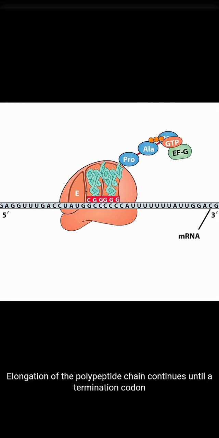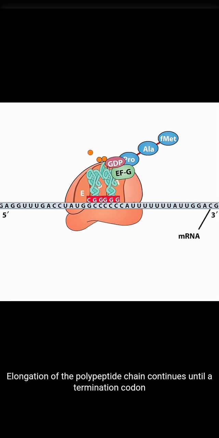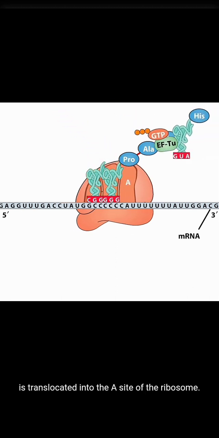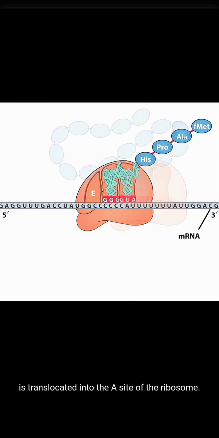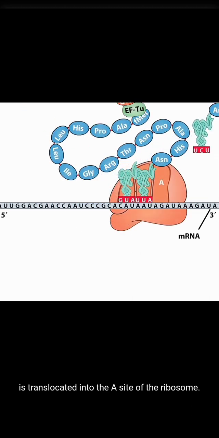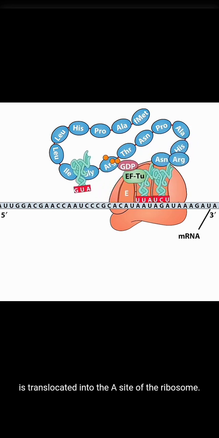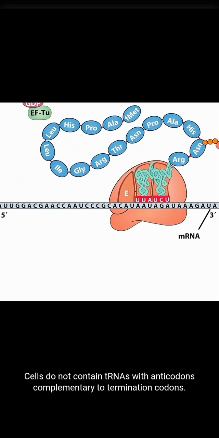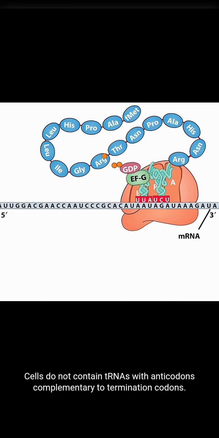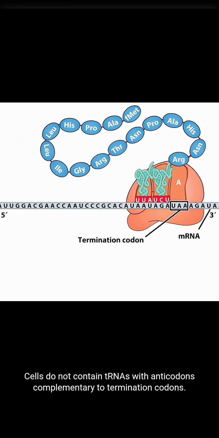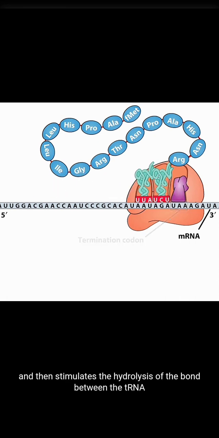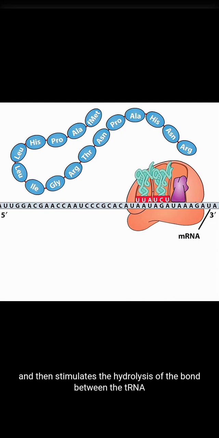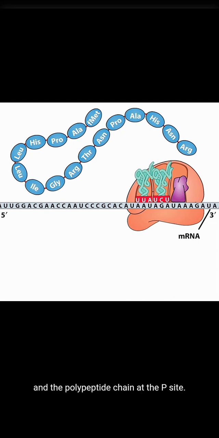Elongation of the polypeptide chain continues until a termination codon is translocated into the A site of the ribosome. Cells do not contain tRNAs with anticodons complementary to termination codons. Instead, a release factor recognizes and binds to a termination codon, and then stimulates the hydrolysis of the bond between the tRNA and the polypeptide chain at the P site.